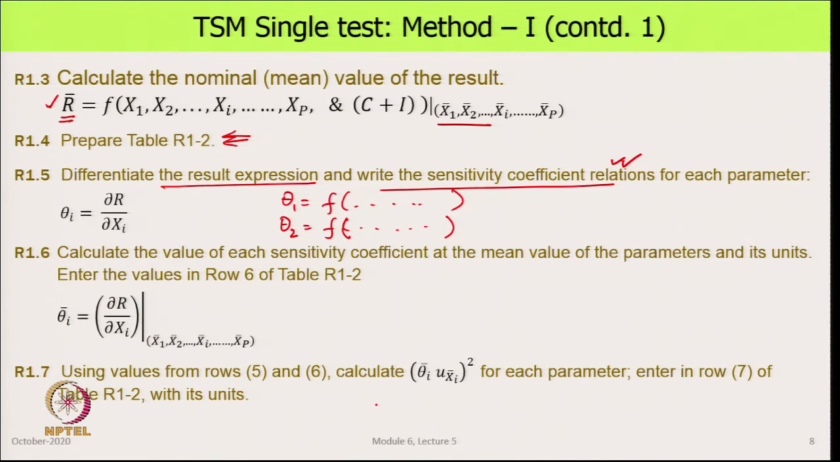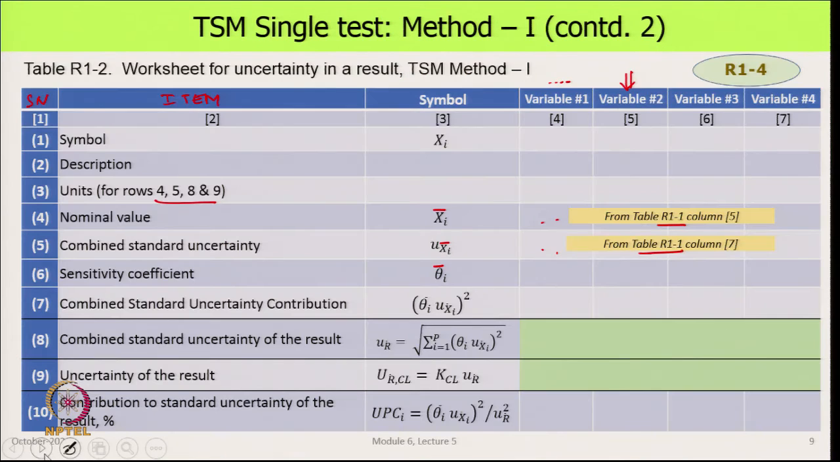Then we put the mean values into the right side of this, which is all the xi bars, and we get the value of theta I, which we have called here as theta I bar. So, these are now numerals, numbers. And remember, this generally has units, sometimes it may not have units. And this we write in row 6 of that table. So, that is what we do here. This row 6 is sensitivity coefficient theta I bar. This is how we got these numbers there.